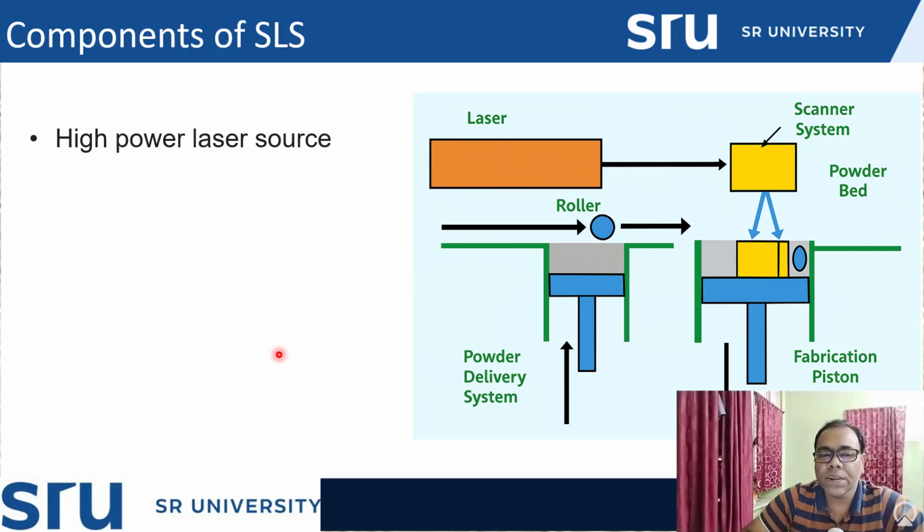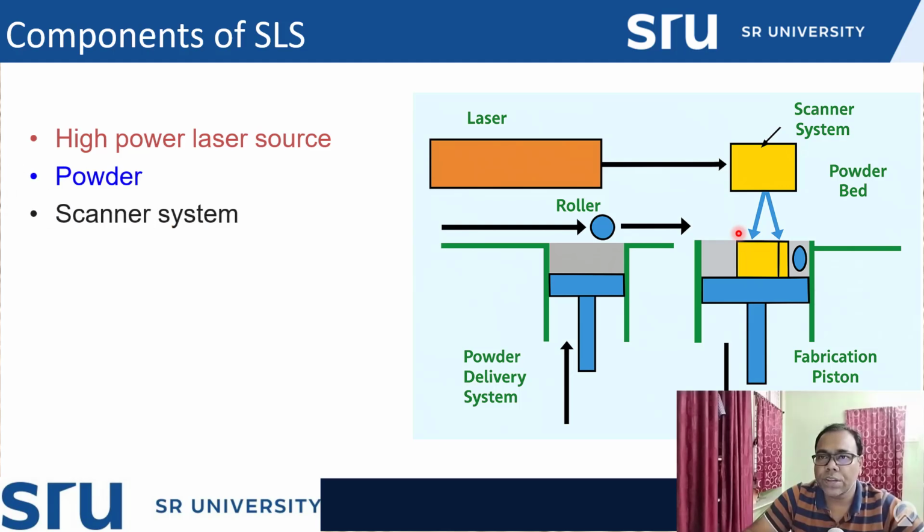So what are the major components of this SLS process? As we know, we require energy. Energy for the heating and fusion of the particles is required, and for that we are using the laser system. This laser system is used for the production of laser light, and this laser light comes to the scanning system. In the scanning system, the direction of the laser light will be changed or focused as per the requirement. So we require the power source.